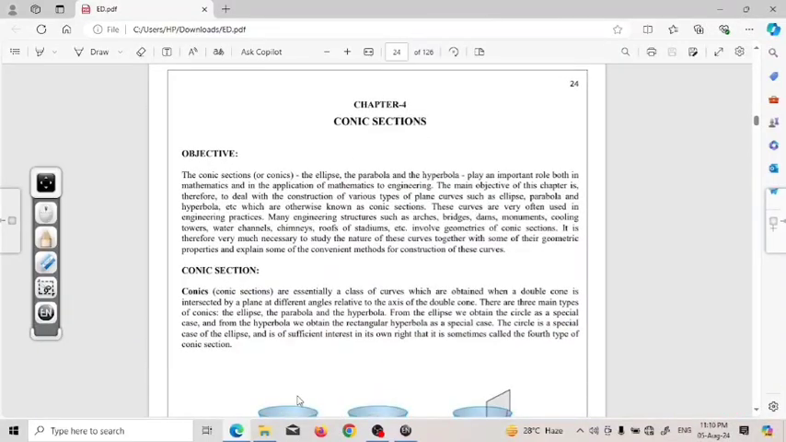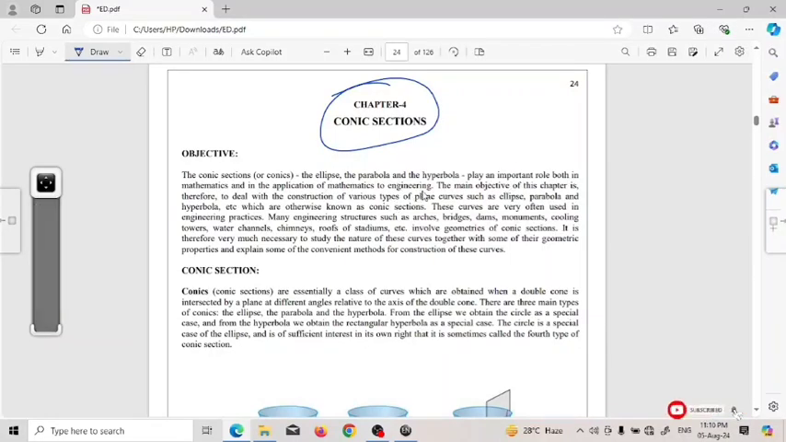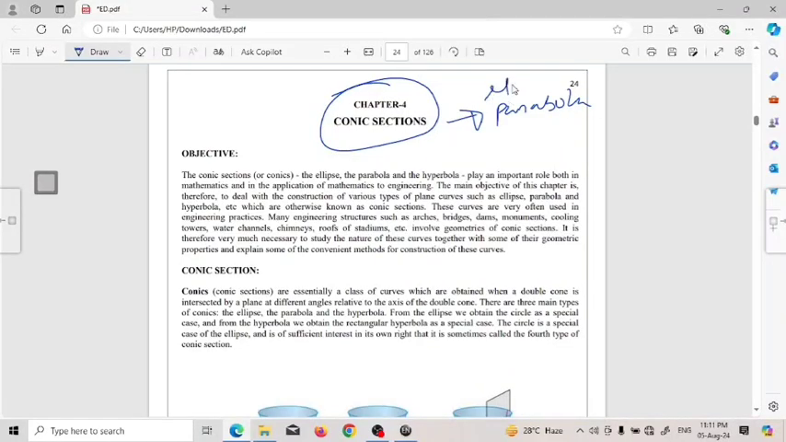The next chapter is our conic section. In this chapter, our objective is that the conic sections, ellipse, parabola, and hyperbola, play an important role in both mathematics and the application of mathematics to engineering. The main objective of this chapter is to deal with the construction of various types of curves such as parabola, ellipse, and hyperbola.